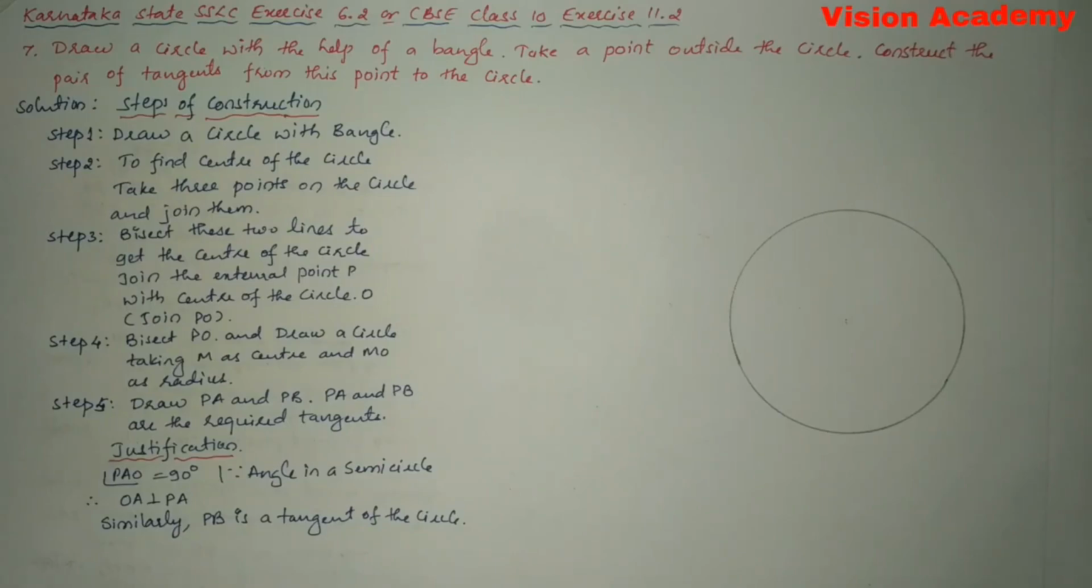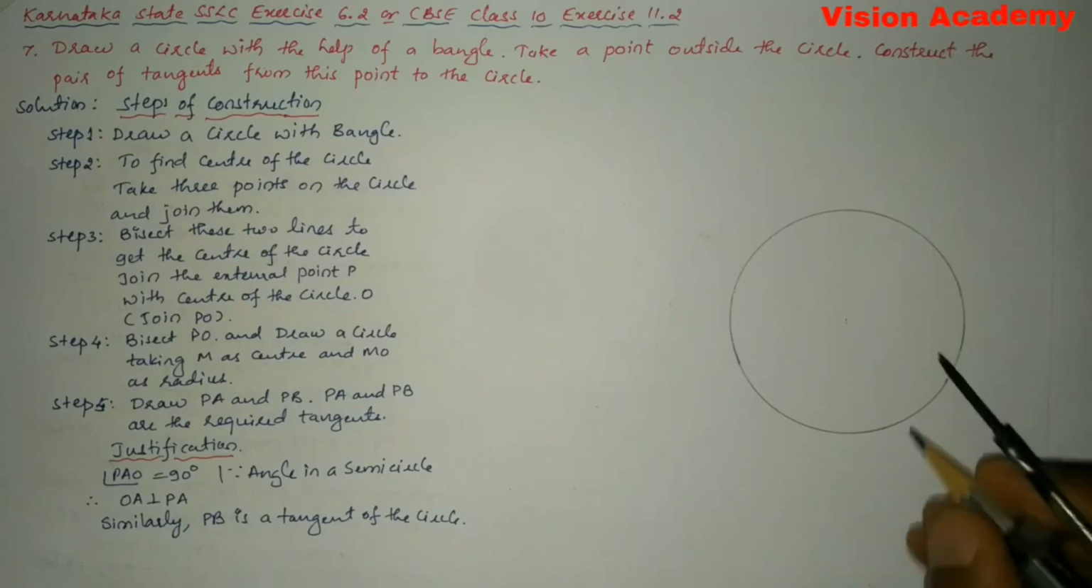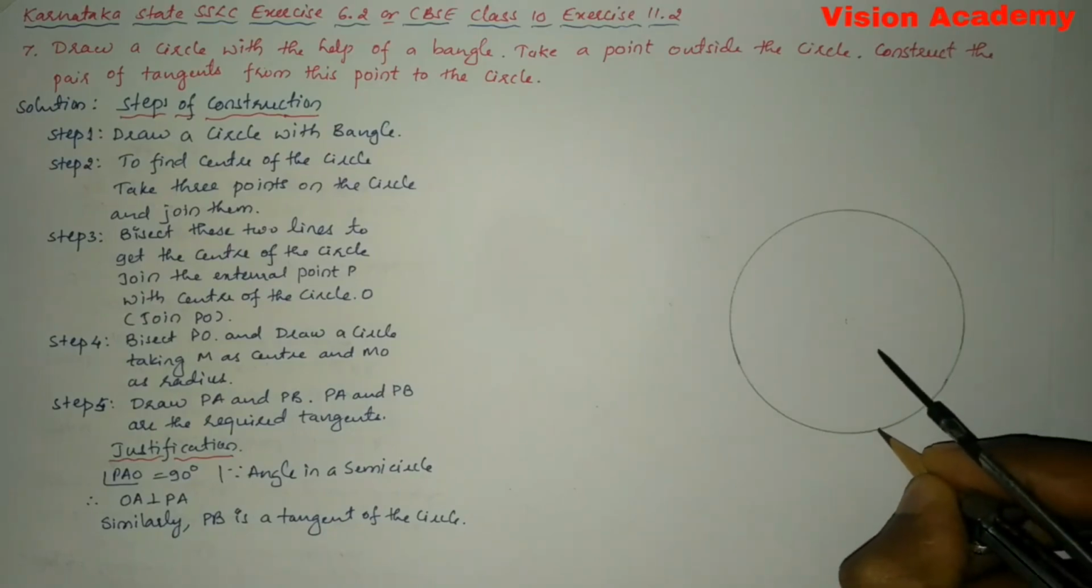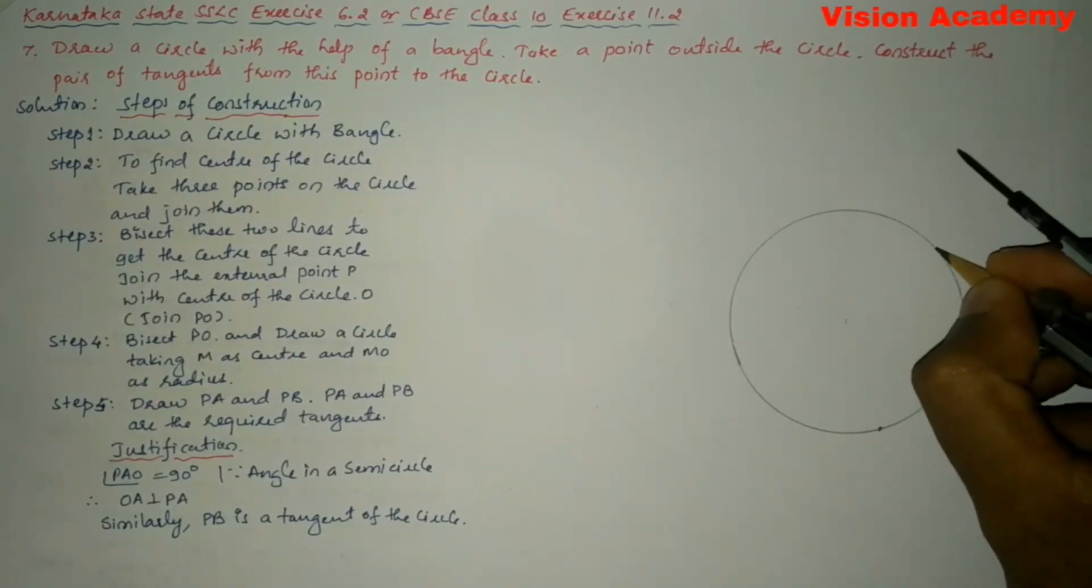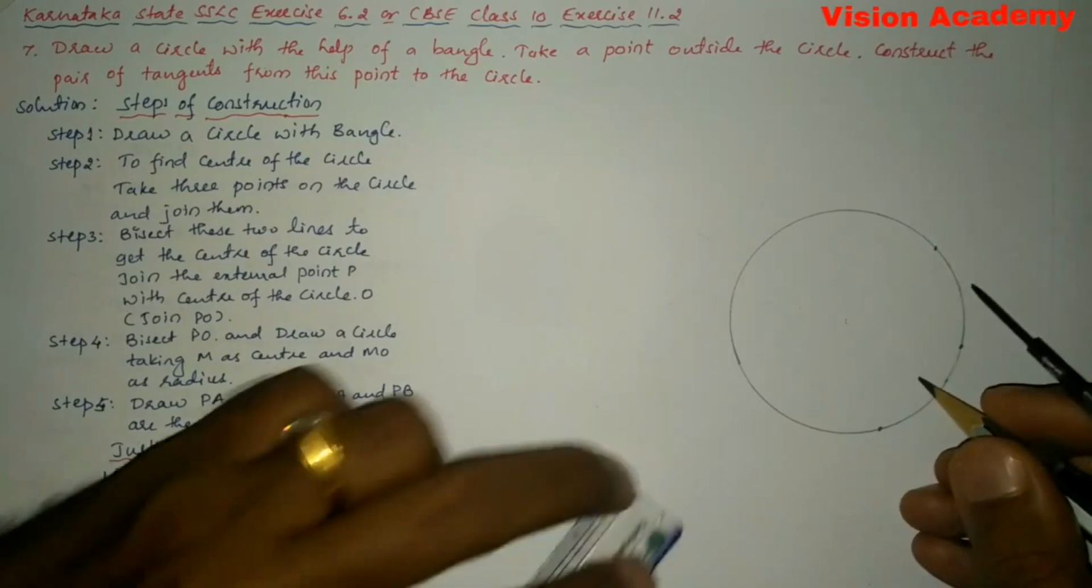Step 1. Draw a circle with a bangle. As you can see, I have already drawn one circle with the bangle. Step 2. To find the center of the circle, take 3 points on the circle and join them. Because we don't know the center of the circle, let us take 3 points. One here, another here, and one more here. And let us join them.